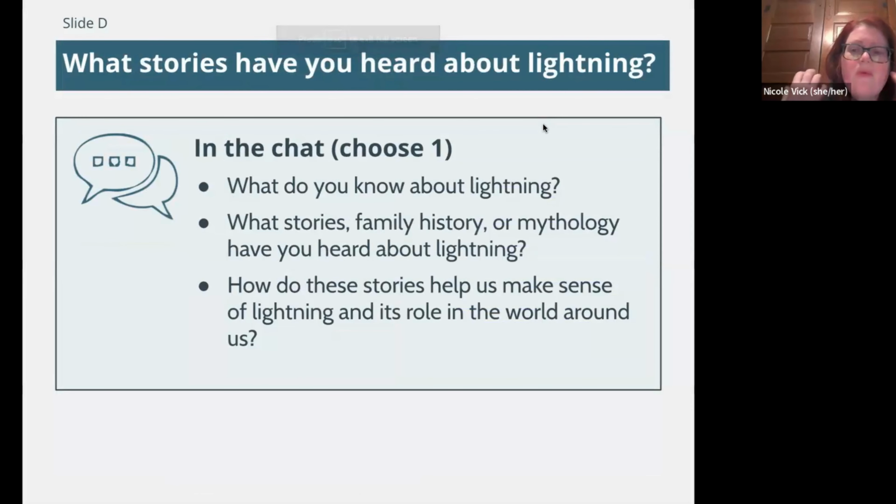We all have different backgrounds and different stories that we've heard about lightning. I know growing up what my great grandparents would tell me about lightning helped me feel a little bit better, because sometimes as a little kid those were really scary. So we're going to respond to this in a chat storm. You're going to choose one of these three questions. What do you know about lightning? What stories, family history, and mythology have you heard about lightning? Or how do these stories help us make sense of lightning and its role in the world around us?